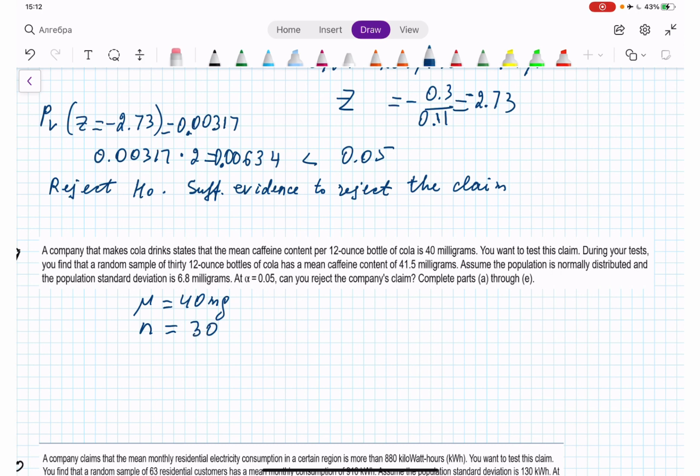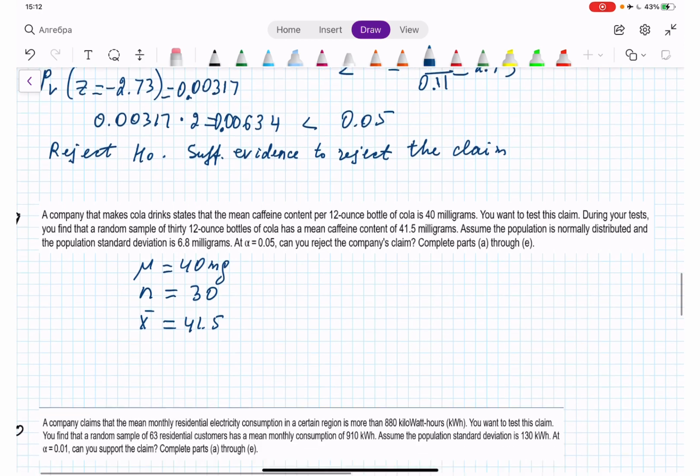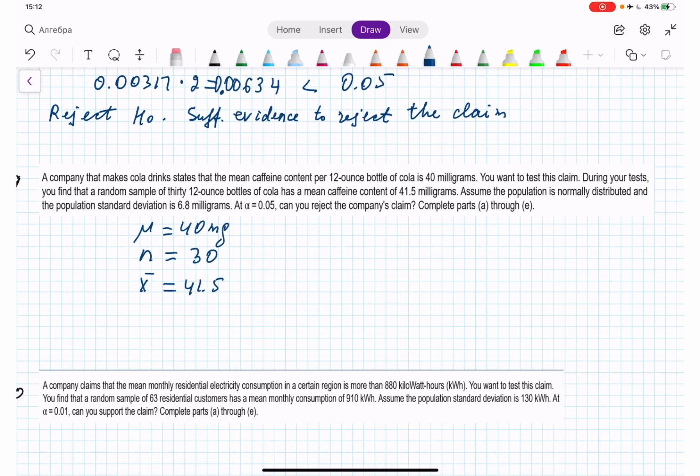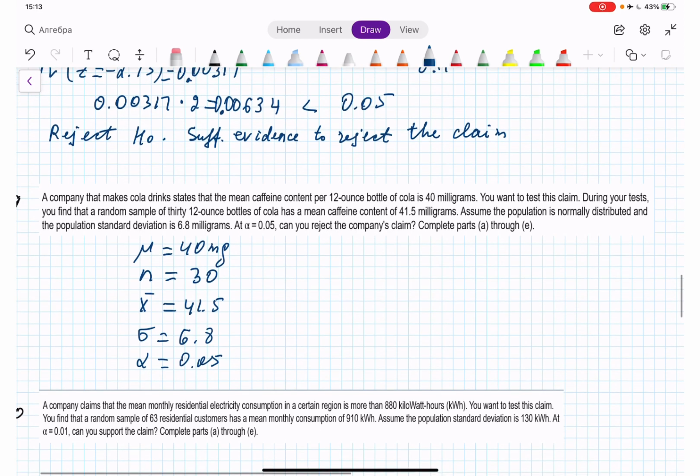of cola, or 30 bottles of cola, has a mean caffeine content of 41.5 milligrams. Okay, that's going to be our X bar, because this finding is from a sample of 30 bottles. So 41.5 is going to be the average of the sample. Assume the population is a normal distribution and the population standard deviation is 6.8 milligrams, and alpha equals 0.05. Can you reject the company's claim?